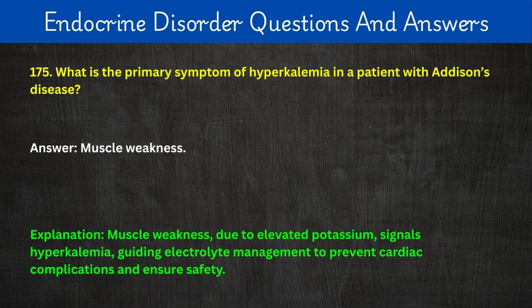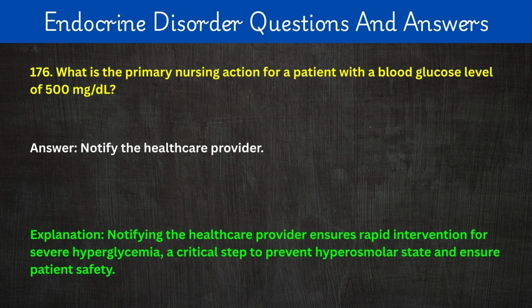175. What is the primary symptom of hyperkalemia in a patient with Addison's disease? Answer: muscle weakness. Explanation: muscle weakness, due to elevated potassium, signals hyperkalemia, guiding electrolyte management to prevent cardiac complications and ensure safety.